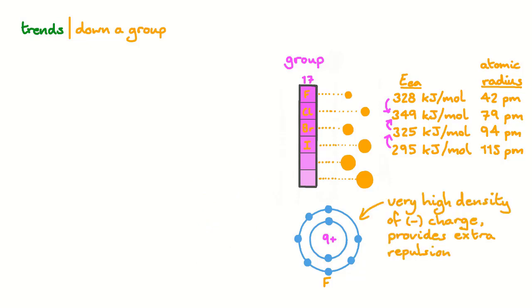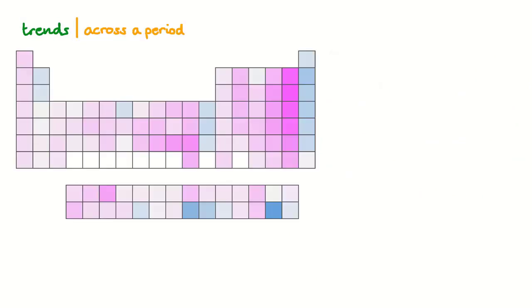We can imagine that the negative charge of those electrons in a fluorine atom will be very, very dense. This is going to reduce the electron affinity of fluorine relative to chlorine because the incoming electron is experiencing greater repulsion. Now let's take a closer look at the trend going left to right across a period.